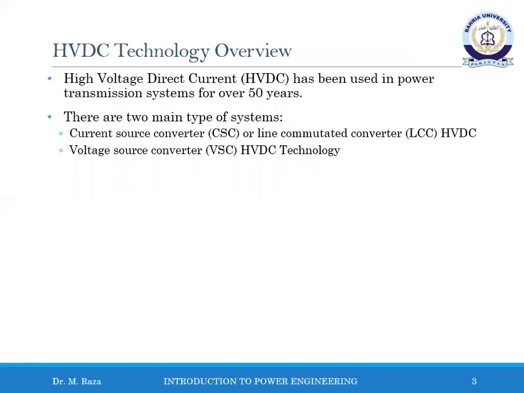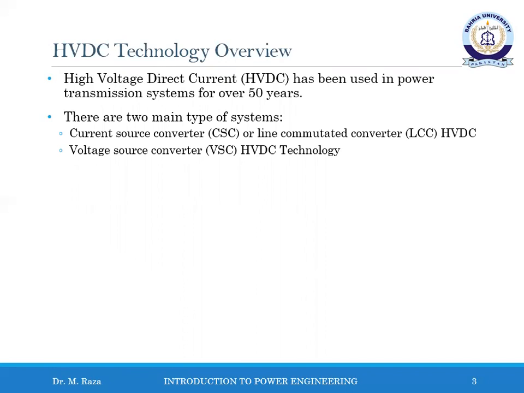High voltage direct current, HVDC, systems have been used in power transmission for over 50 years. Its main applications are the interconnection of non-synchronous networks, long-distance transport of electrical energy, and submarine and underground cable transmission. There are two main systems of HVDC.